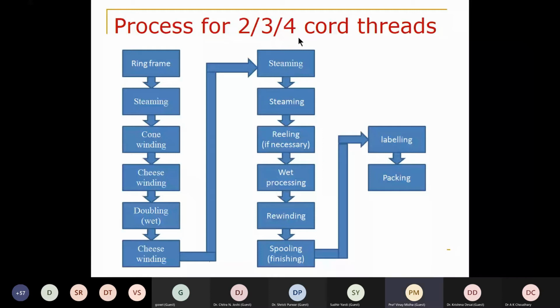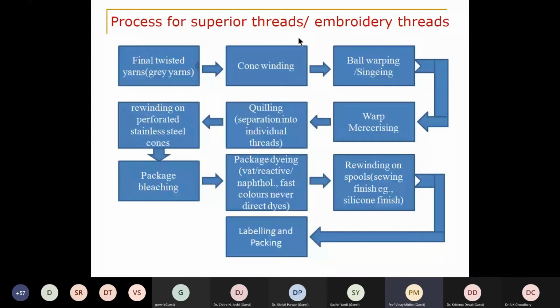Then for superior threads or for embroidery threads, we have final twisted yarns which are cone wound, then warping is carried out, singeing is carried out in these cases, superior threads. We remove the hair on the surface. Then we go to the mercerizing also, warp mercerizing. Then quilling is carried out, separation into individual threads is carried out, rewinding on perforated stainless steel, and then package bleaching. Then we go to the package dyeing, colors are added, and then again it is rewound on the spools. And finally, the labeling and packing of the threads is carried out.